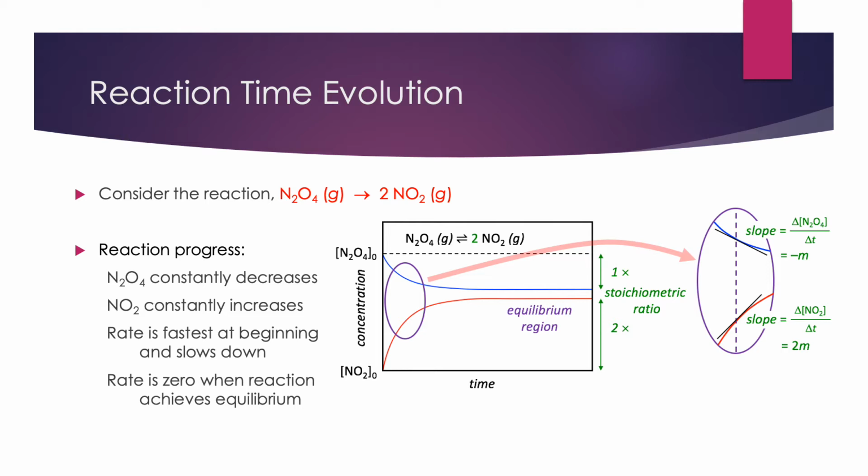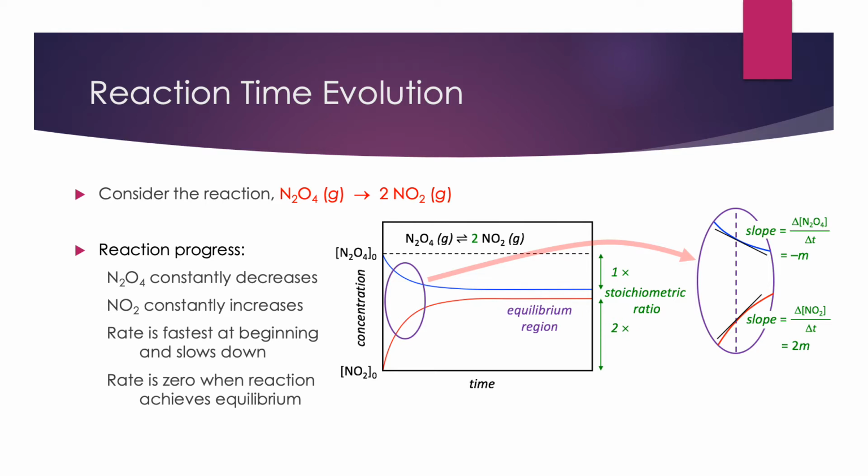We'll see a close-up of both of those reaction profiles. And we're going to define something called the slope, that is to say the tangent line to each of those curves. And we're going to use that to define something about how fast the change is occurring. And you'll notice in this, I've actually specified that for the change of N2O4, the slope is negative m.